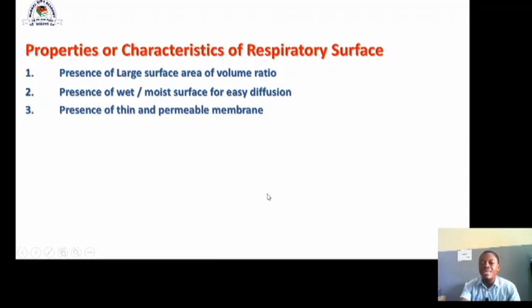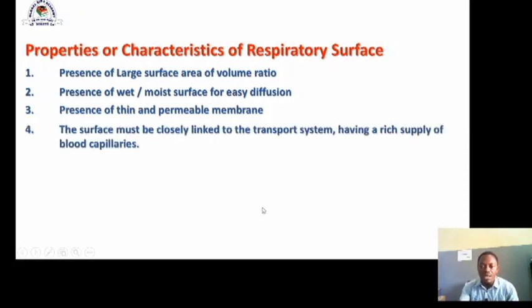Presence of thin and permeable membrane. All of these, the essence of this wet, moist, thin and permeable membranes, is to allow passage of substances such as water, oxygen or gases as the case may be. The surface of every respiratory organ structure must also be closely linked to the transport system, having a very rich supply of blood capillaries.